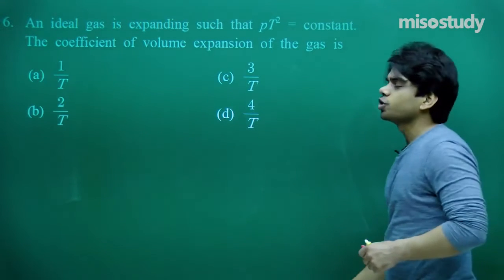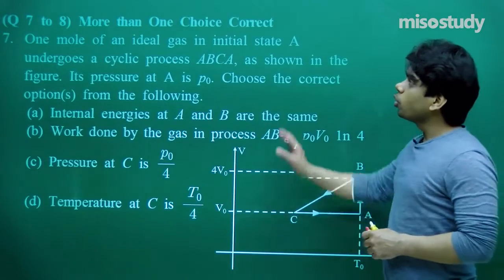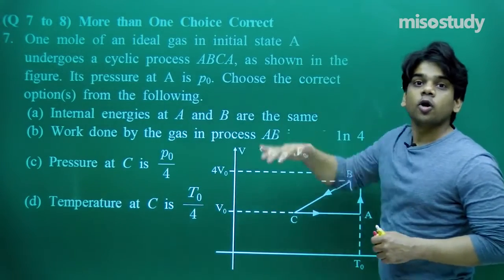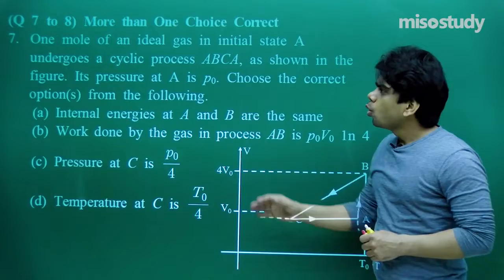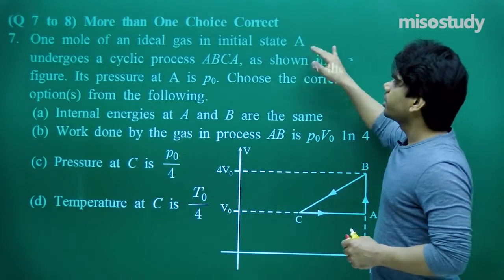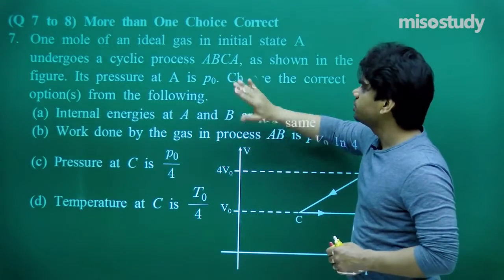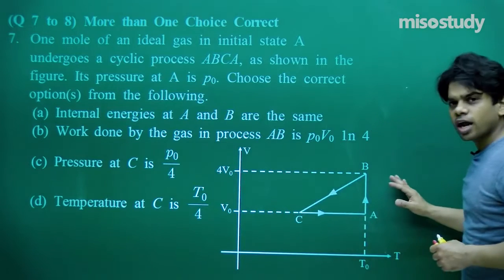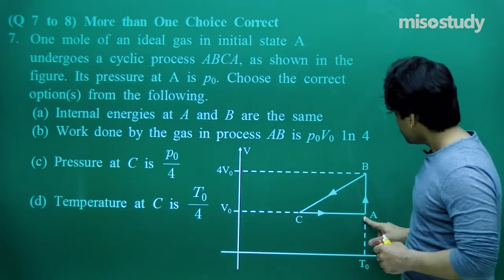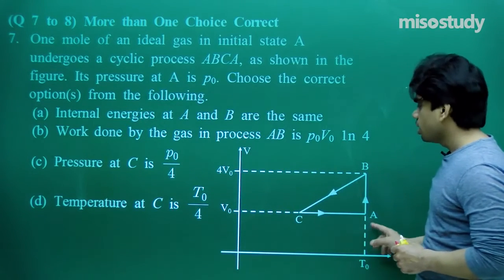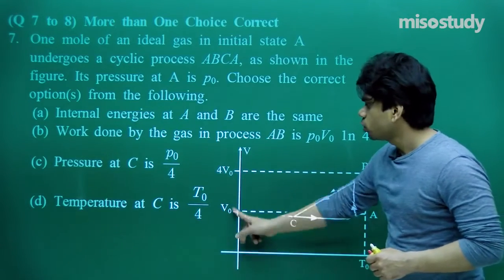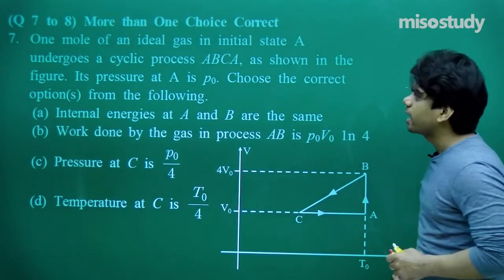Next question of the class, question number 7. It's a more than one choice correct question. That means more than one option can be correct. 1 mole of an ideal gas in initial state A undergoes a cyclic process ABCA. You can see the graph given here, A to B to C to A. It's a VT curve. Volume is on the y-axis and temperature on the x-axis.